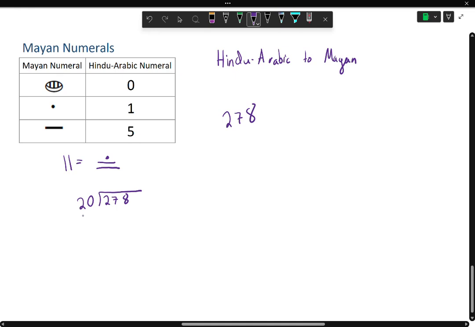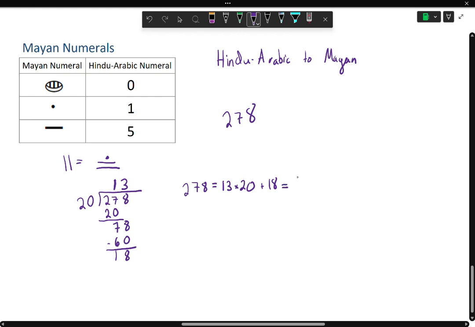So I say, how many times does 20 go into 27? It goes in once. So I subtract 1 times 20. I bring down the 8. How many times does 20 go into 78? Oh, that goes in 3 times. So I put down 60 and subtract that off, and I'm left with 18. What does this tell me? 278 is 13 groups of 20 plus 18 more.